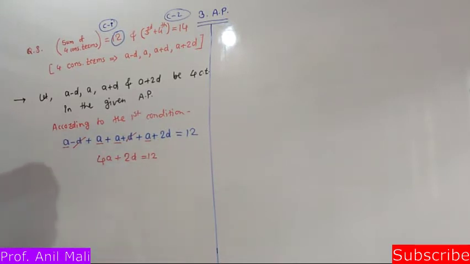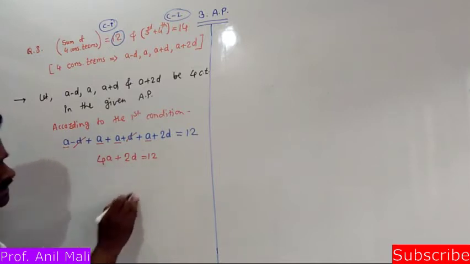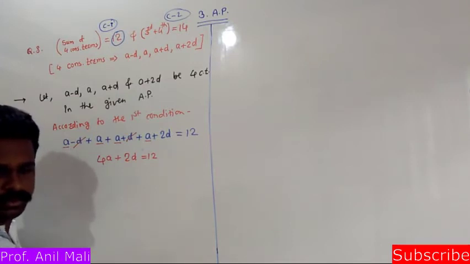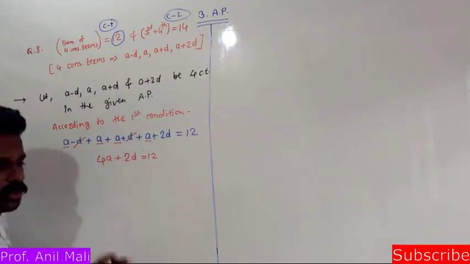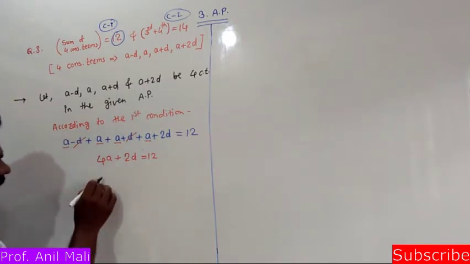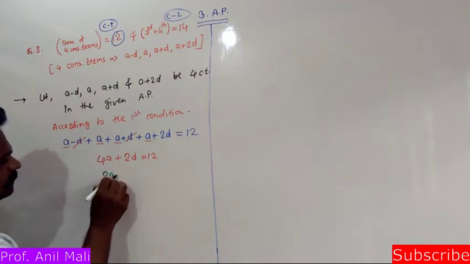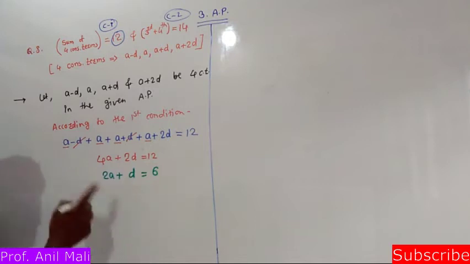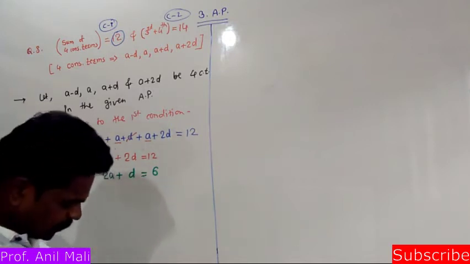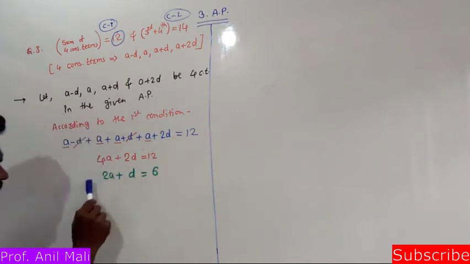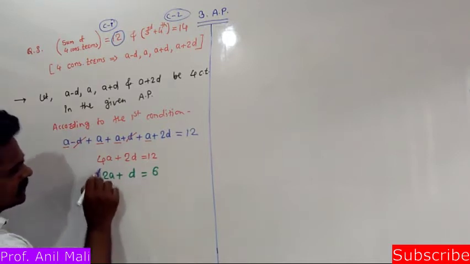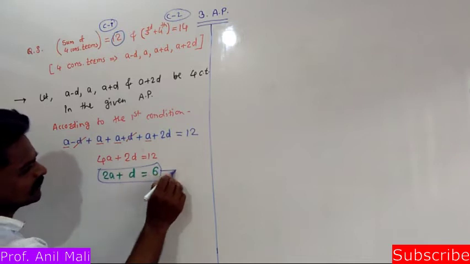Can we write it like this? 4a plus 2d is equal to 12. So by dividing both sides by 2, we get 2a plus d is equal to 6. Suppose this is my equation number 1.